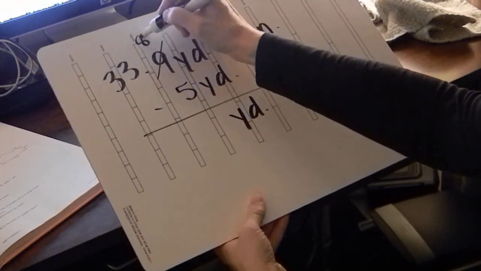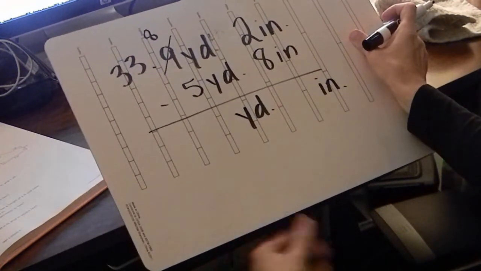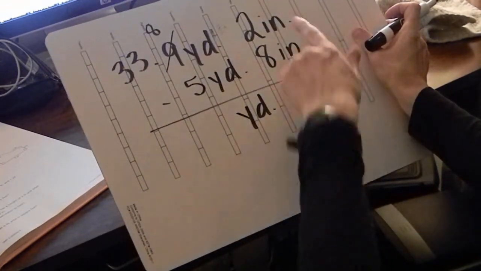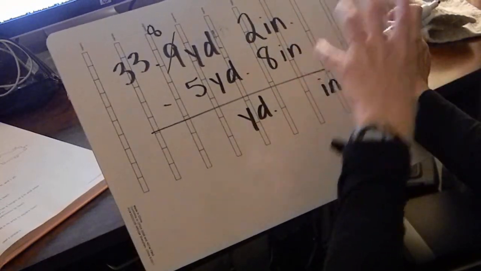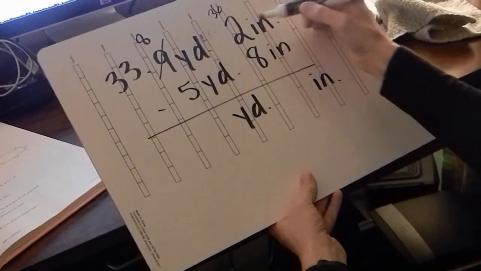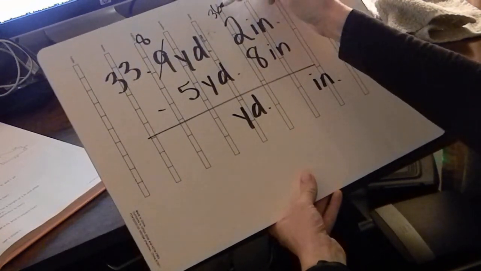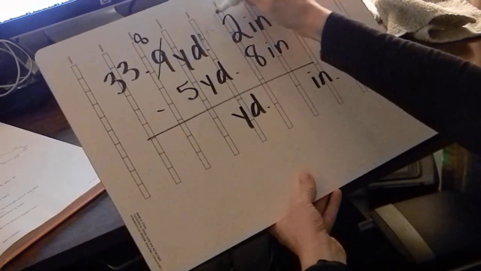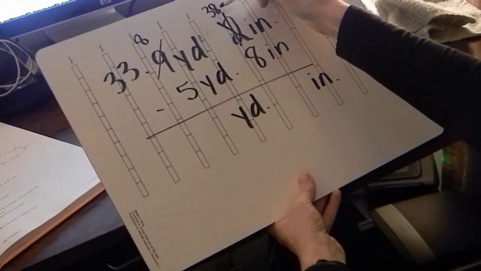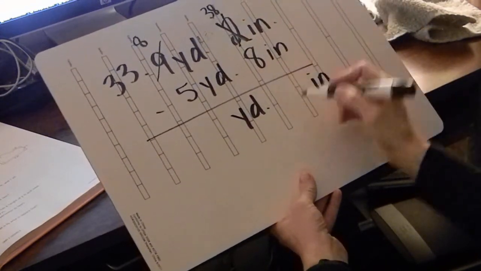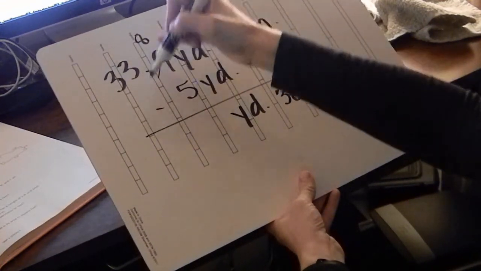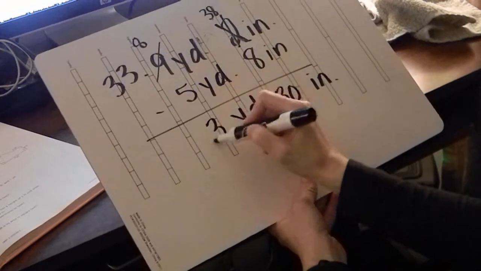So this is going to become 8 yards. But the 1 yard that we're going to borrow, we have to convert to inches. So how many inches are in 1 yard? That's 36. Now we have to add it to that 2 inches. 36 plus 2 is 38 inches. So now we have 38 inches minus 8 inches, and that's going to be 30 inches. And then we have 8 yards minus 5 yards is 3 yards.